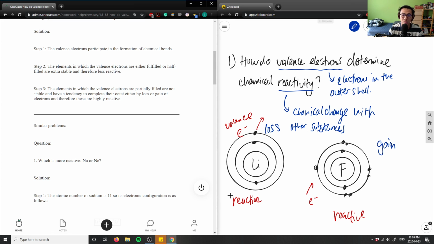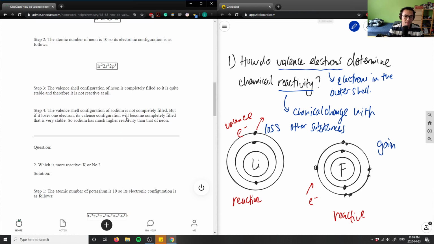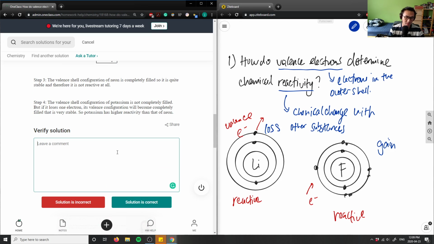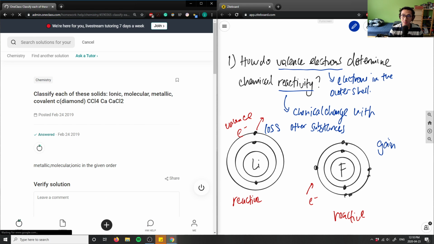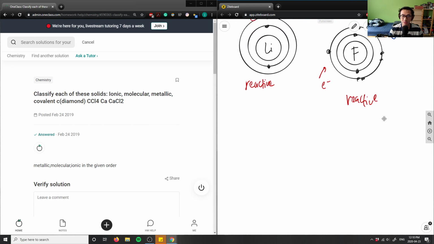So this here is the correct answer, therefore they're highly reactive. I said lithium and fluorine are highly reactive, and for example, carbon is not as reactive because, if you look at the periodic table, it has only 4 valence electrons, so it's exactly in the middle, so they're half filled. So carbon by itself is somewhat stable. Okay, so I'm going to say this solution is correct. Good analysis. Solution is correct. Sweet. That's number 1. Let's look at number 2.